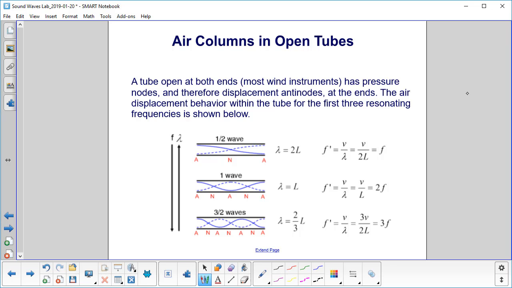An open tube is a tube that is open at both ends, like most wind instruments such as clarinets and saxophones. They have pressure nodes and therefore displacement antinodes at the ends. So here are the ends, and what are we showing here? We're showing antinodes at the ends, so that's the displacement of the air. The air displacement behavior within the tube for the first three resonating frequencies is shown below.